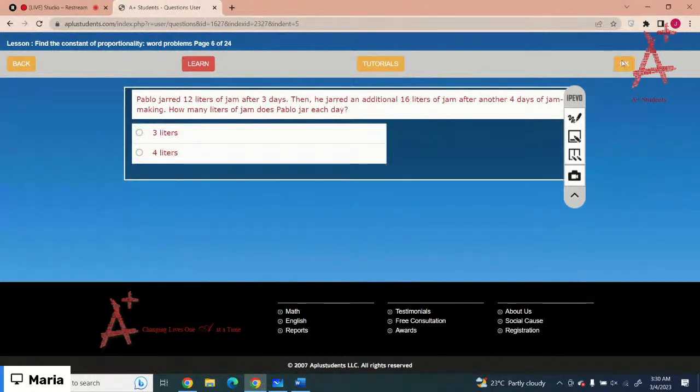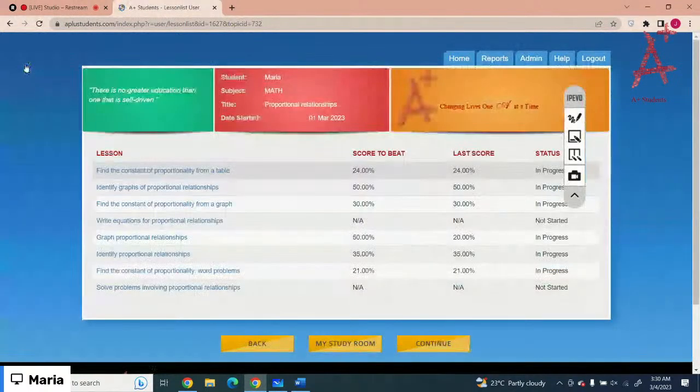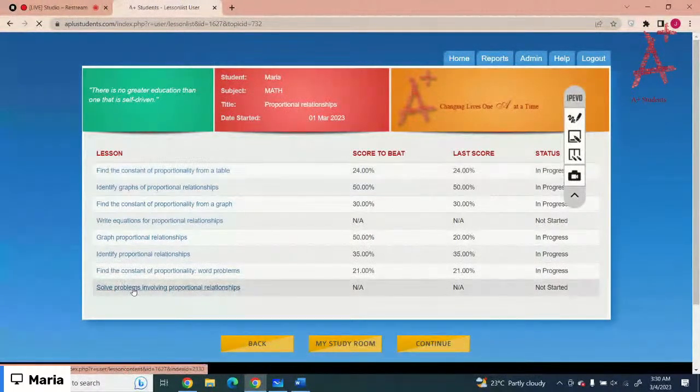Okay, you can complete the test by yourself later today. Let me just move on to the next lesson. And the next one is solve problems involving proportional relationships. Let's just start with the next lesson. That is solve problems involving proportional relationships.